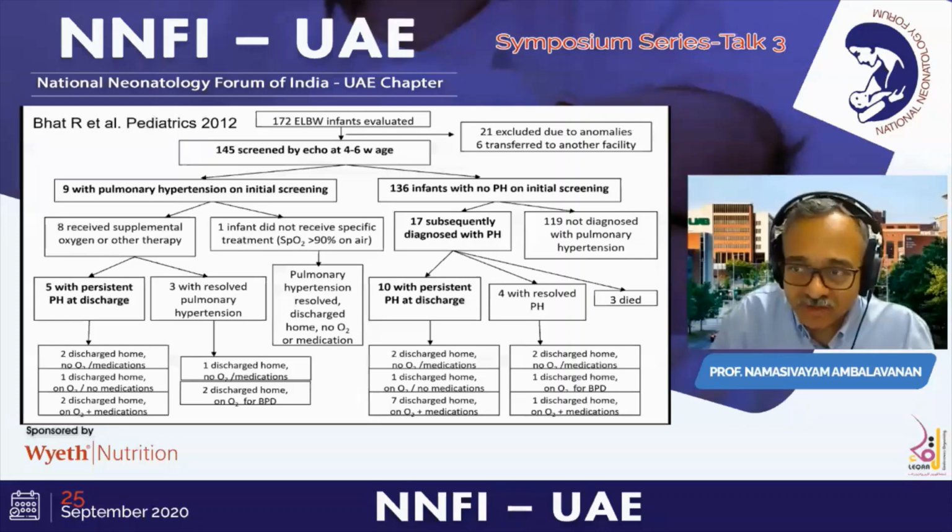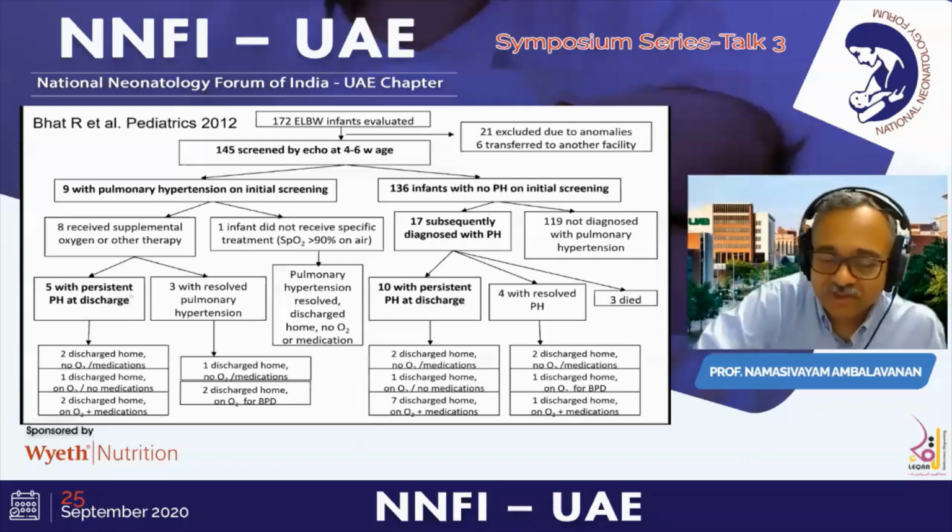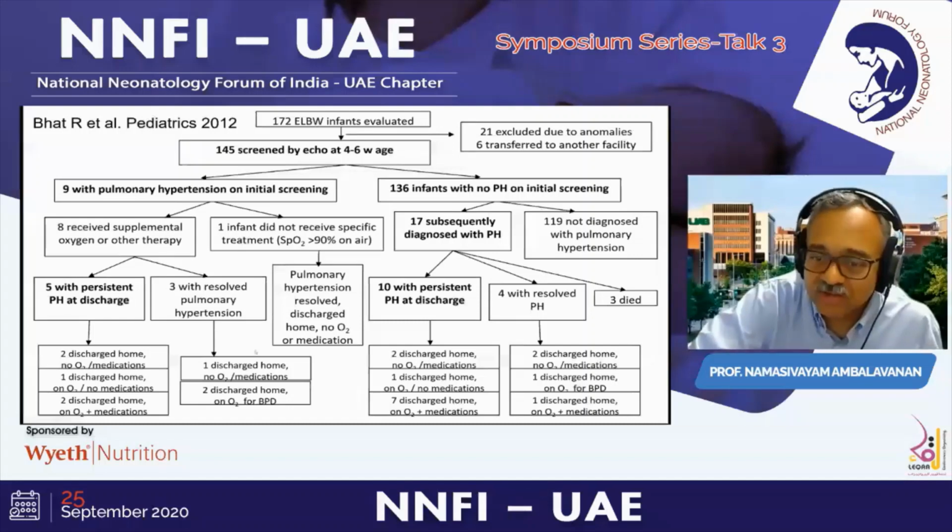Of this 145, we found that 9 had pulmonary hypertension at initial screening, but 136 did not. So of this 9 with pulmonary hypertension at initial screening, that is about a month of age, 5 of them still had persistent pulmonary hypertension at discharge. So more than half of them still had pulmonary hypertension when they were going to go home. And 3 of them had resolved pulmonary hypertension after they received oxygen or other therapy. And 1 of them actually went home even without any specific treatment.